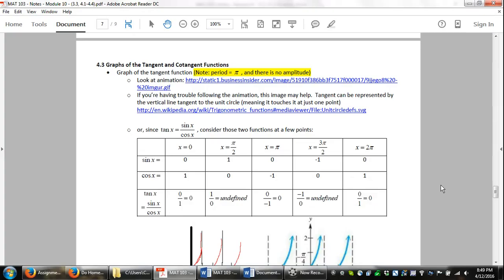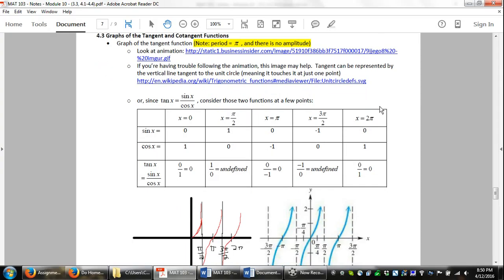So 4.3 is graphing tangent and cotangent. I'm not going to spend a lot of time on these. We're not going to deal with any phase shifts or anything for tangent and cotangent. I just want you to know a few fundamentals, how these differ from sine and cosine. I've got some animations that show where this comes from. You can take a look at those. We're not going to go through these right now.